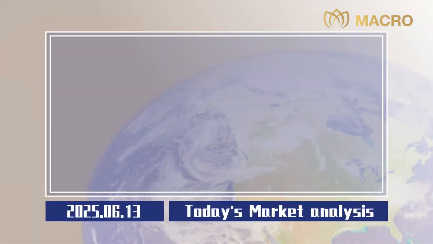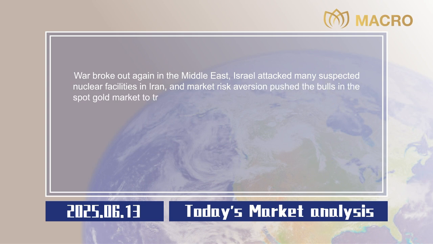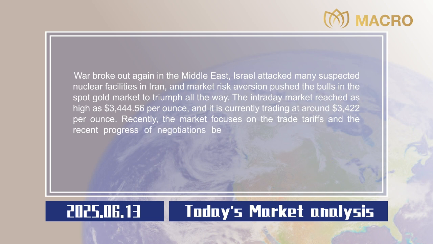Market analysis. War broke out again in the Middle East. Israel attacked many suspected nuclear facilities in Iran, and market risk aversion pushed the bulls in the spot gold market to triumph all the way. The intraday market reached as high as $3,444.56 per ounce, and it is currently trading at around $3,422 per ounce.